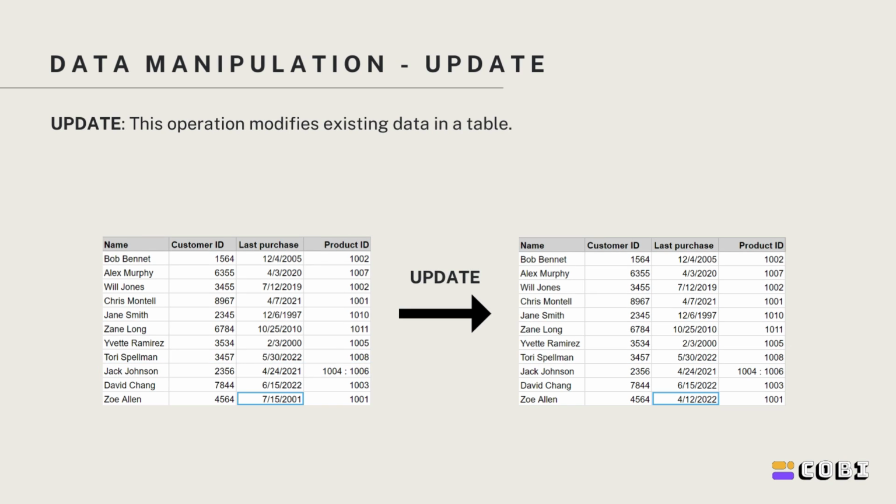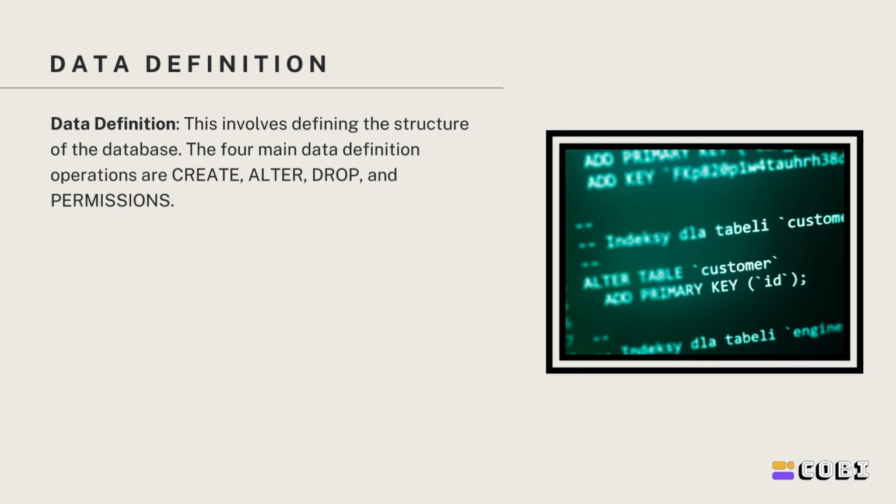Update. This operation modifies existing data in a table. So using update, I changed the last purchase for Zoe Allen from 7/15/2001 to 4/12/2022. Data definition. This involves defining the structure of the database. The four main data definition operations are create, alter, drop, and permissions.